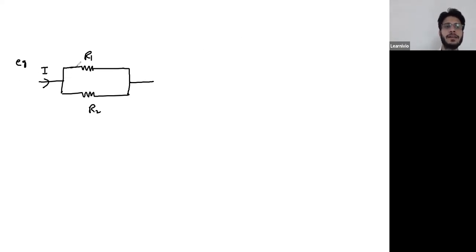When a current I enters here, it gets divided into two parts. So through R1, some current I1 flows and through the other I2. So can you guess what about the potential difference? If I say that potential over this point is VA, and potential over this point is VB, so V1 is VA minus VB. So Johanna, can you guess voltage across R2?